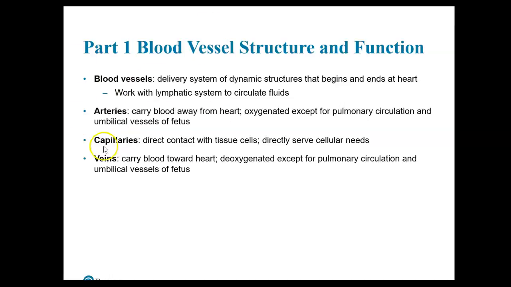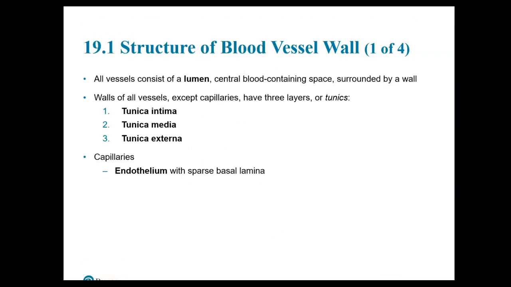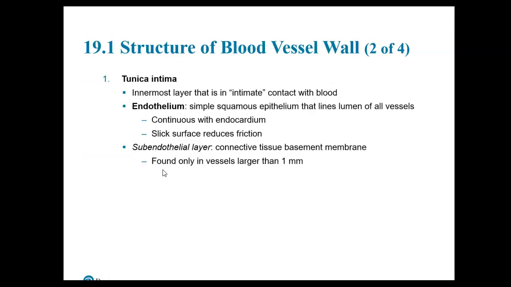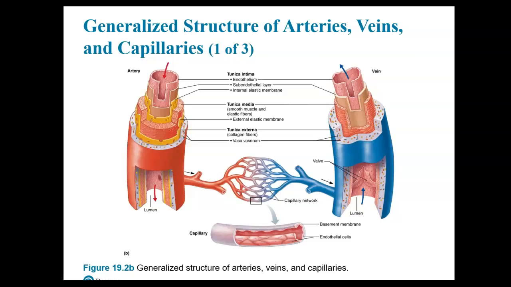Different areas of our bodies have groups of capillaries called capillary beds, and those capillary beds can be open or closed depending on if the tissues in those areas need oxygen at that moment. The layers of the blood vessels, except the capillaries, because the capillaries only have a single layer of cells called the endothelium, are called the tunica intima, the tunica media, and the tunica externa.